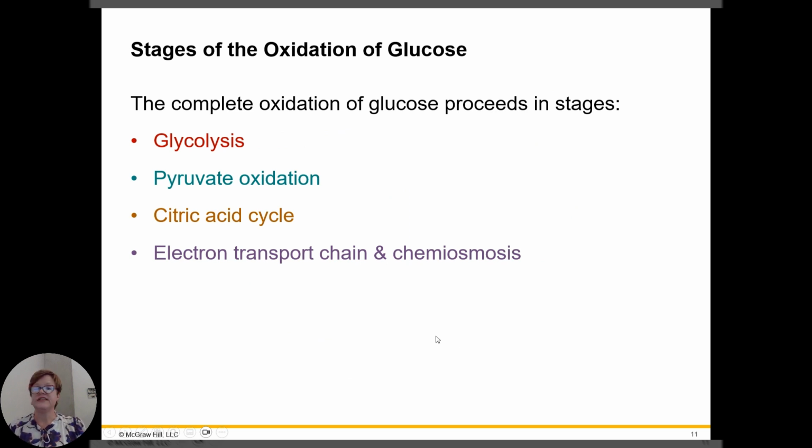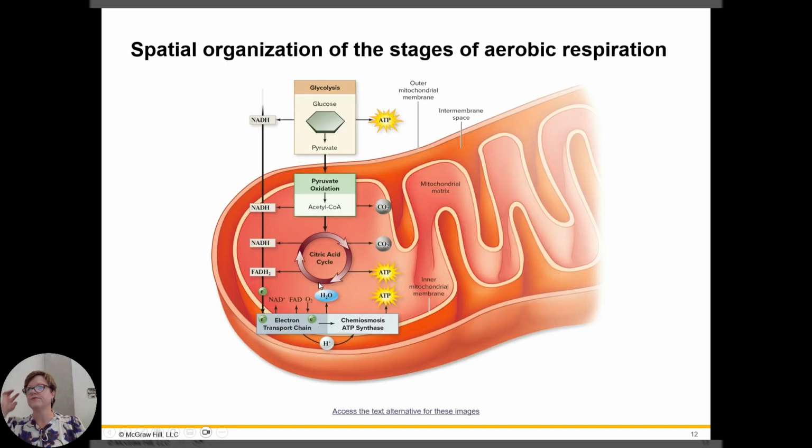Now, moving on, the stages of aerobic respiration, which we sometimes call the oxidation of glucose. We start with glycolysis, pyruvate oxidation, citric acid cycle, and electron transport chain chemiosmosis. So that's 1, 2, 3, 4. I've color-coded each of these, so on the next slides, as we're talking about each one, the title will be color-coded, so you can keep it in chronological order.